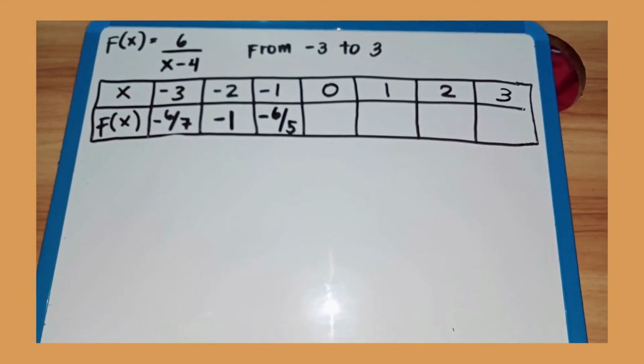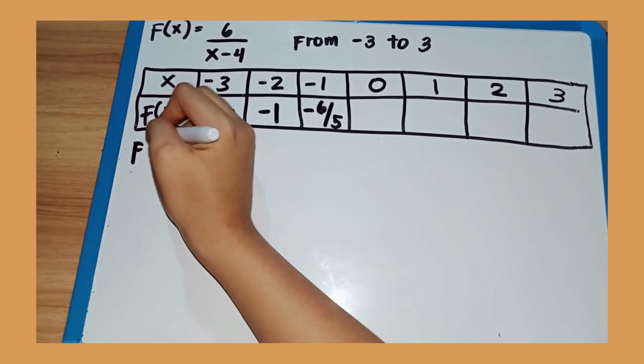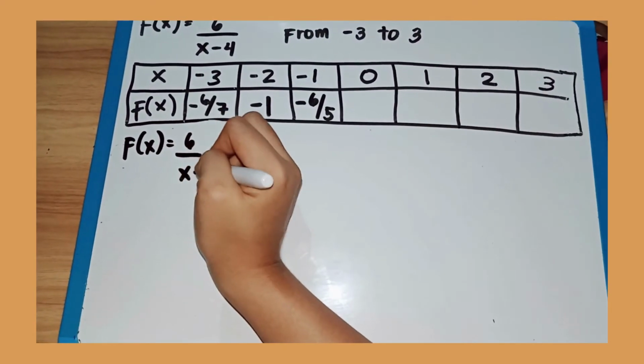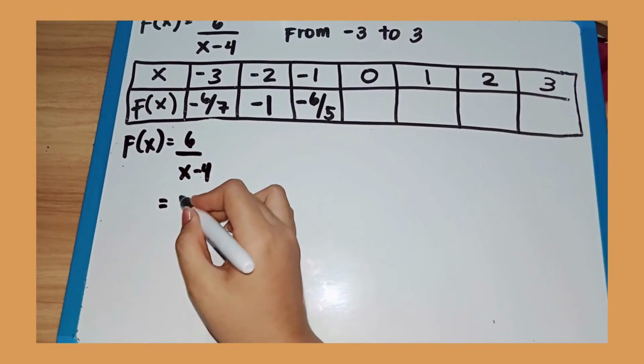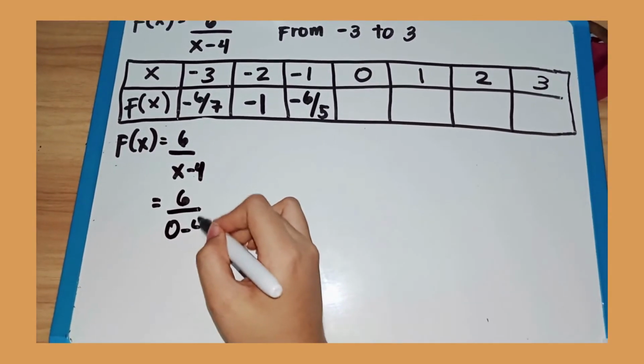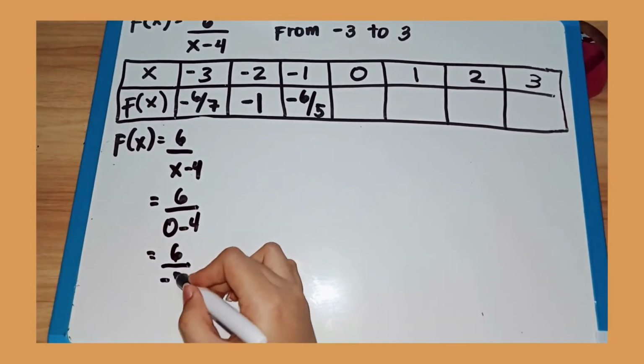Now, let's try x equals 0. So, copy natin yung ating function. F of x is equal to 6 over x minus 4. Copy 6. Yung x papalitan ng 0. So, this is 0 minus 4. Copy 6. Then, 0 minus 4, that is negative 4.